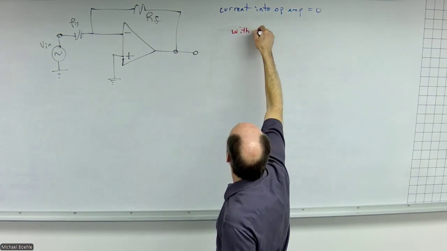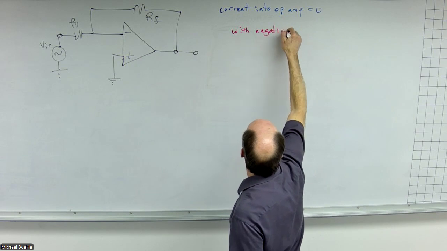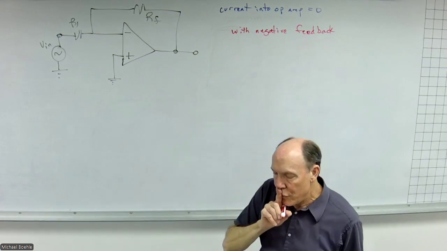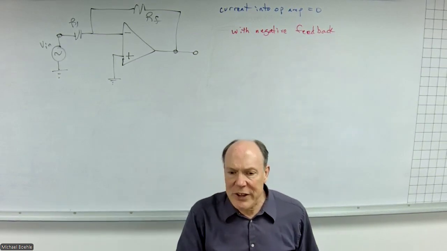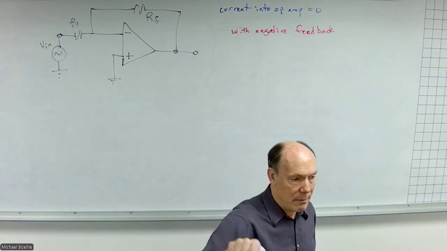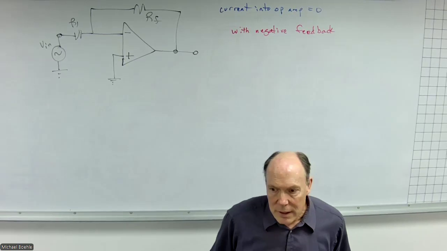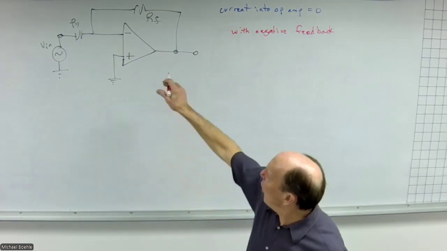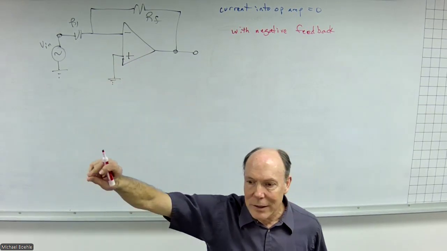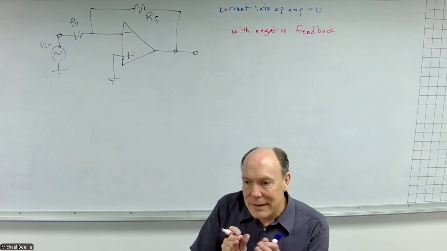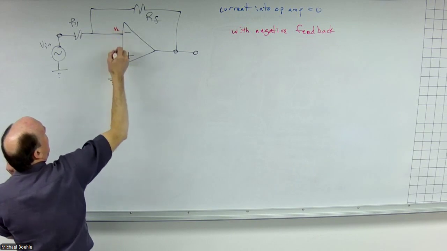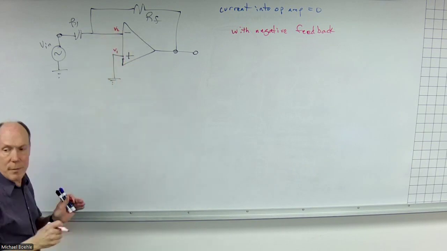With negative feedback. Now, in general, what does negative feedback do to the gain of an amplifier? Makes it go down. The open loop voltage gain of my op amp is 100,000. That's huge, right? That is the actual voltage gain between V1 and V2.